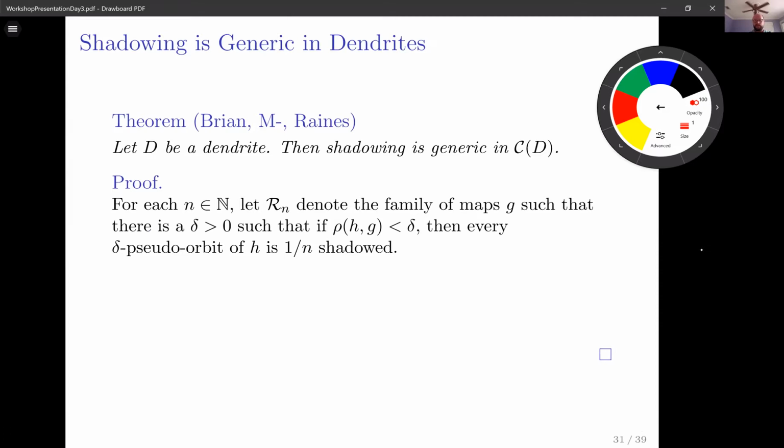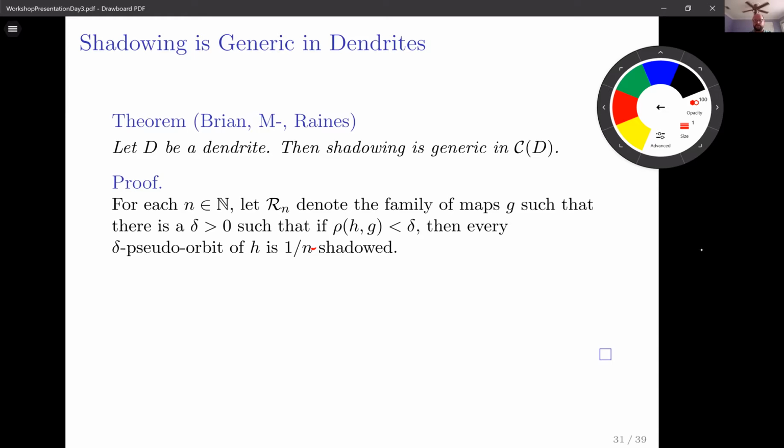For each n in the natural numbers, let script R_n denote the family of maps G that witness this almost shadowing property for epsilon equal to 1 over n. So R_n consists of all of those maps such that there is a delta such that every delta pseudo-orbit is 1 over n shadowed.